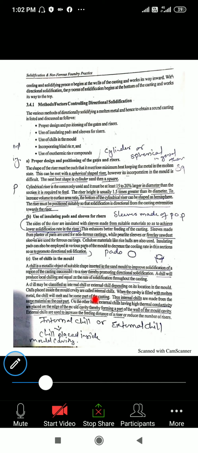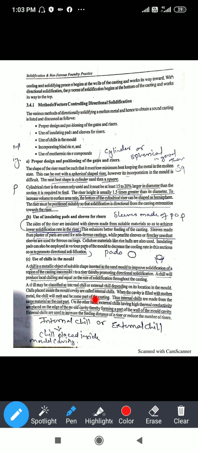Then the external chilling is nothing but the spray of water or putting any of the solid cooled particles within the molding box or the mold walls, so that it can extract the heat from the liquid molten metal and release it out, by which the faster rate of solidification can be achieved. This is how the external and the internal chills work. So these are the factors and the methods of controlling the directional solidification.